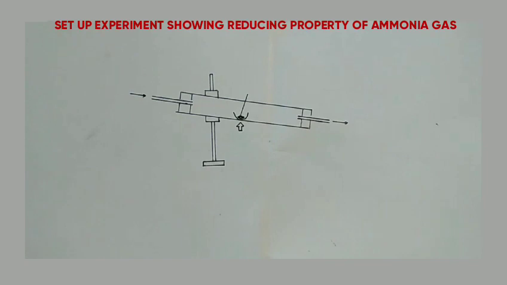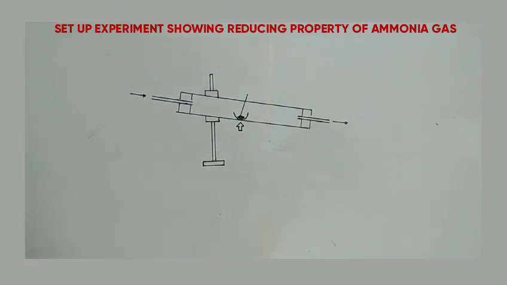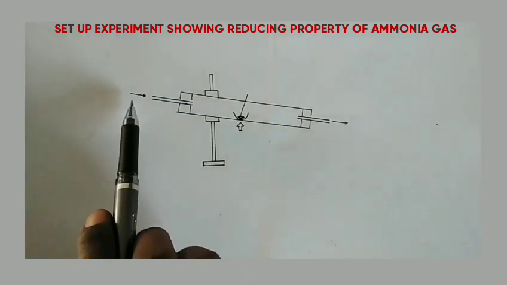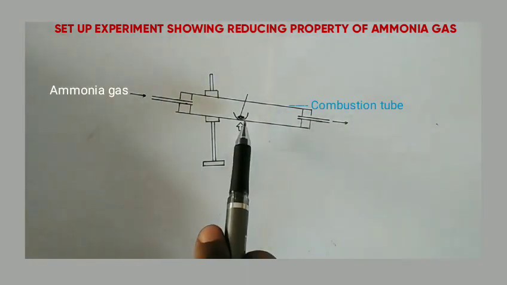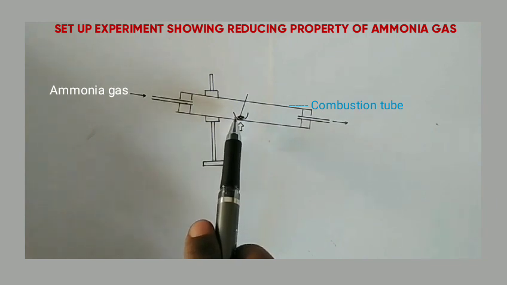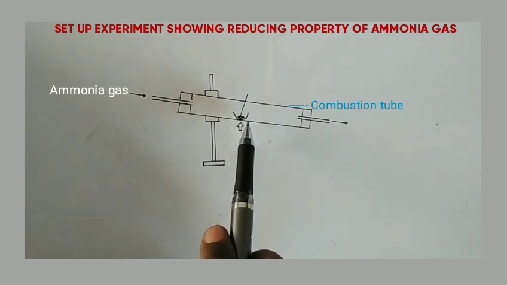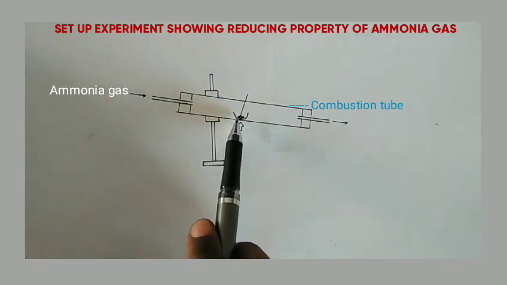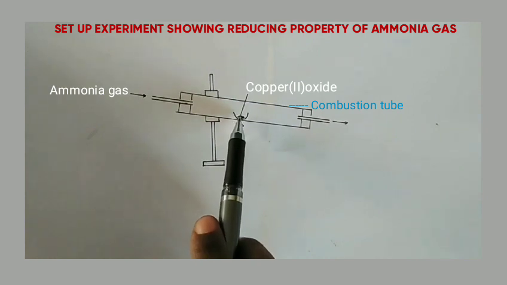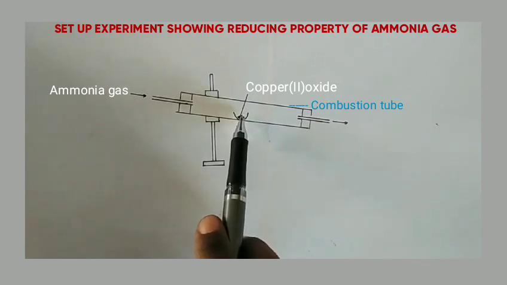Now the diagram below shows the reducing property of ammonia gas. So ammonia gas is pumped in here, the combustion tube, where you have either heated lead 2 oxide or copper 2 oxide. If I place copper 2 oxide here, ammonia removes the combined oxygen in copper, so you remain with copper here. As said previously, the observation made here is the black copper 2 oxide changes to brown.